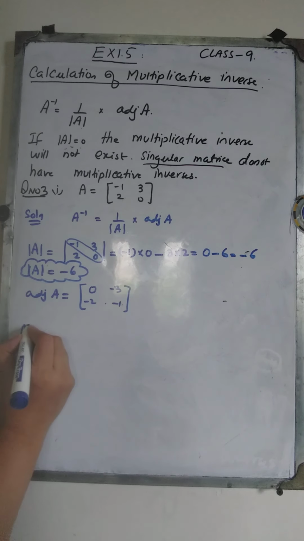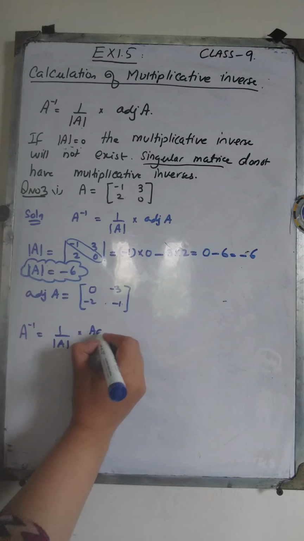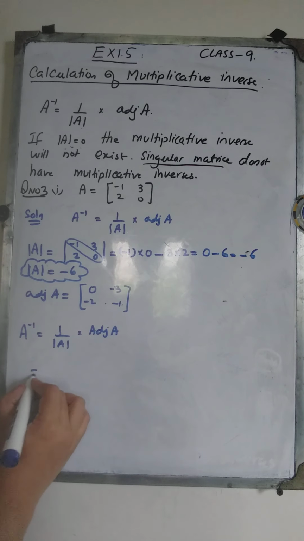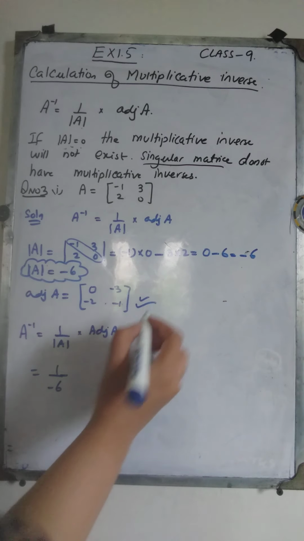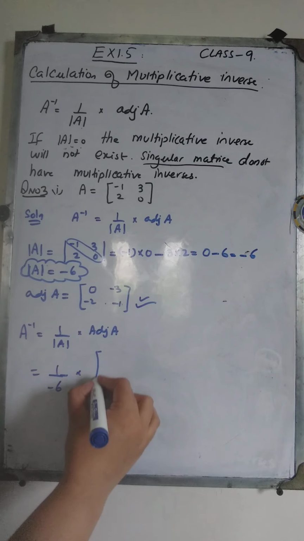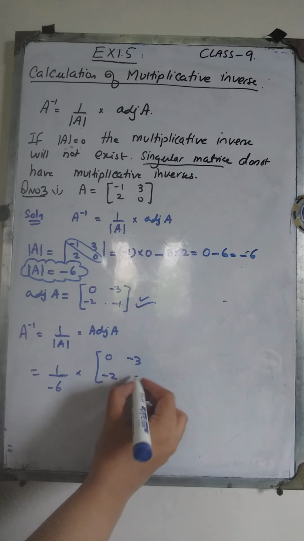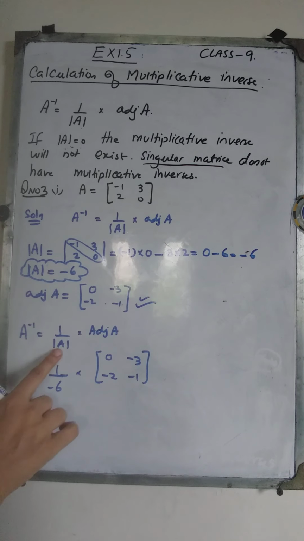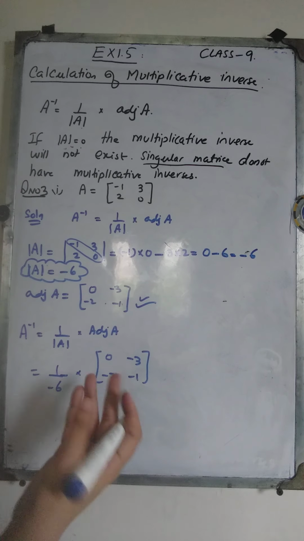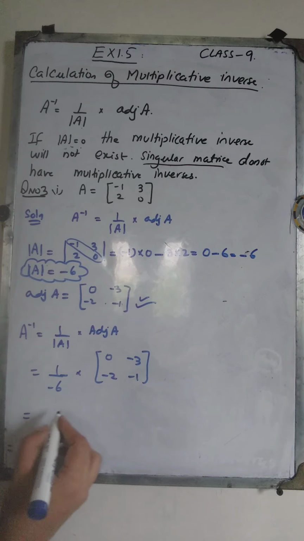Now we go for the inverse of the matrix. This is equal to 1 over the determinant of A times the adjoint of A. The determinant of A is -6, and this is the adjoint of A that we calculated here. Now we just multiply this scalar with this matrix, and we will get the inverse of the matrix.